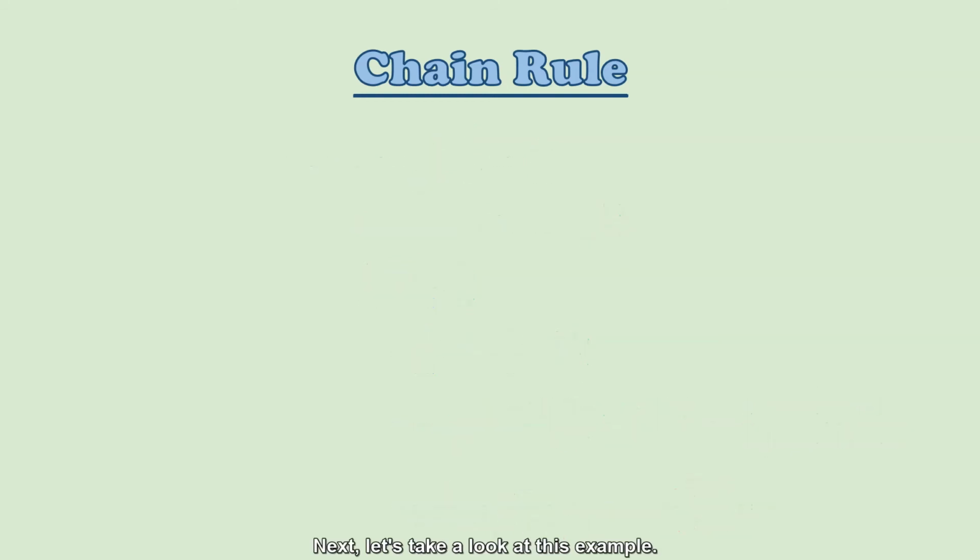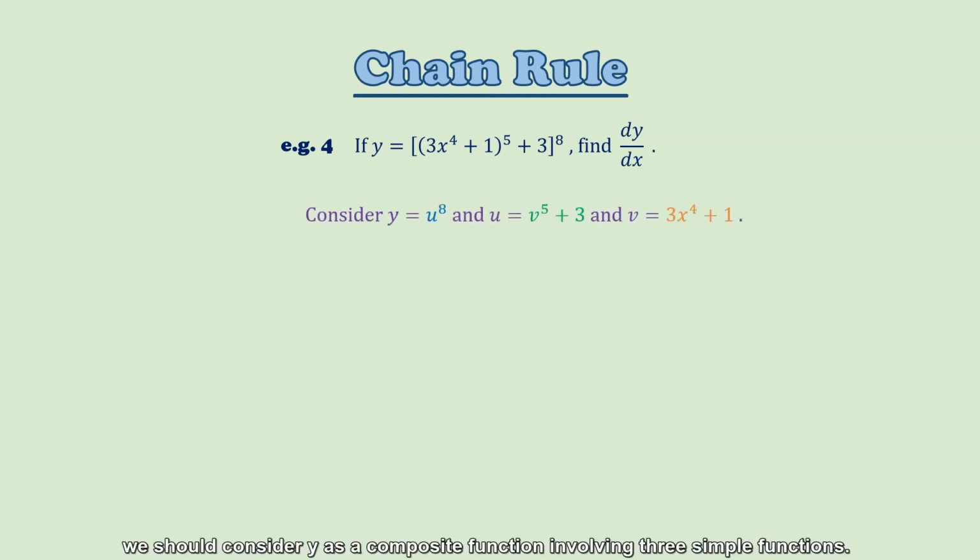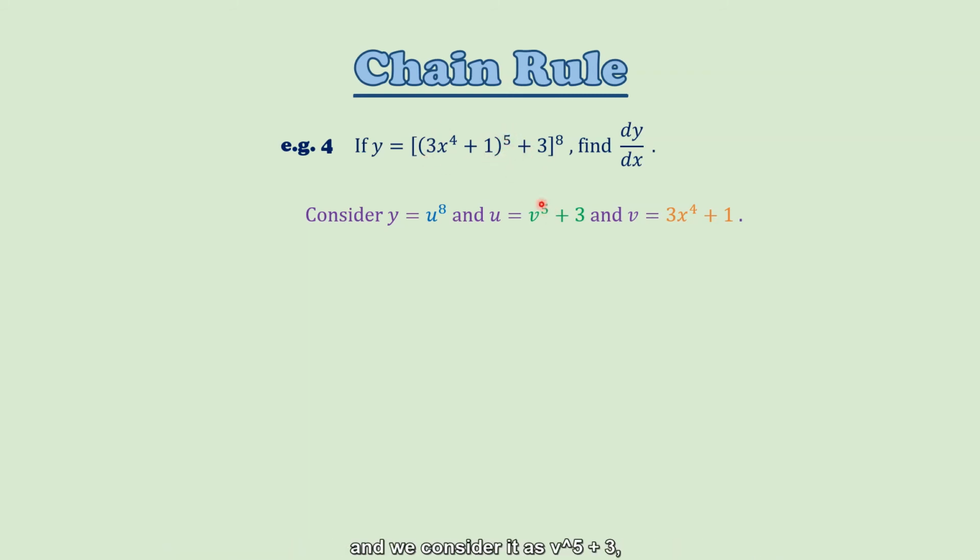Next, let's take a look at this example. In this example, in order to do the differentiation, we should consider y as a composite function involving three simple functions. The first function is the whole thing to the power 8, and we consider it as u to the power 8. And then the second function is the whole thing to the power 5 plus 3, and we consider it as v to the power 5 plus 3. And then the last function is simply 3x to the power 4 plus 1.